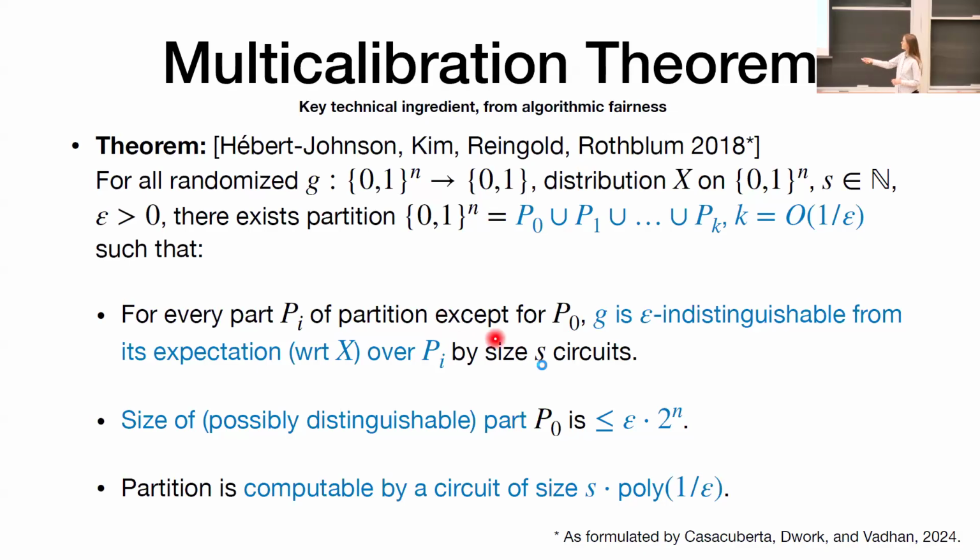So what are the trade-offs here? We have size s circuits that we want to distinguish with respect to, and that contributes to our partition's complexity. And we also have epsilon indistinguishability that we care about, which contributes to the size of the distinguishable part and the complexity of the partition as well.